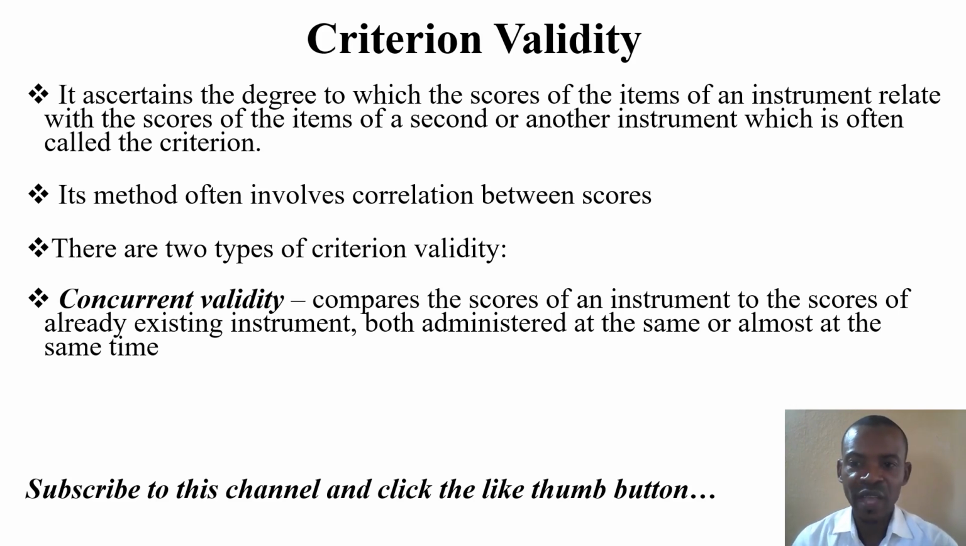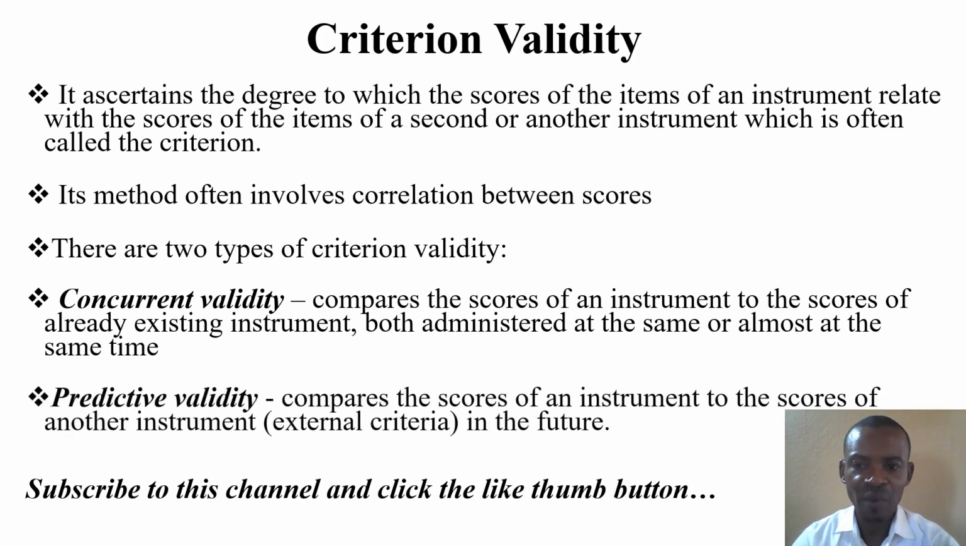So if you have an instrument you are using to measure a given behavior, for instance, self-esteem designed by you, when you administer the self-esteem scale designed by you as the researcher, you also administer a standard scale used to measure self-esteem, for instance, the one developed by Rosenberg. So when you administer these two instruments at the same time or almost the same time and compare the scores and see whether there is a correlation between the two, you are said to be conducting concurrent criterion validity.